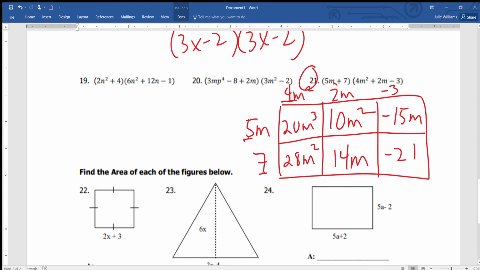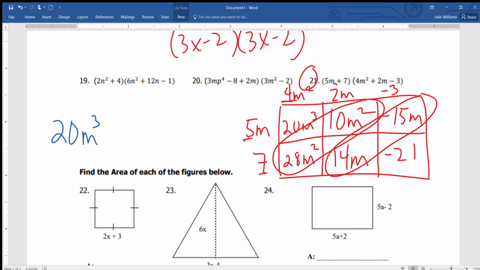Okay, now let's look for some like terms. Here's like terms. Here's like terms. So I only have one cubed term, so 20m cubed. My squared terms, I have a positive 28 and I have 10 m squareds. So I'm just adding those. So 38 m squared. And then I have a negative 15m and a positive 14m. So it's just negative m, minus 21 all by himself.